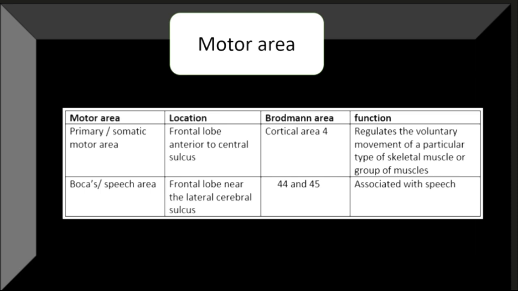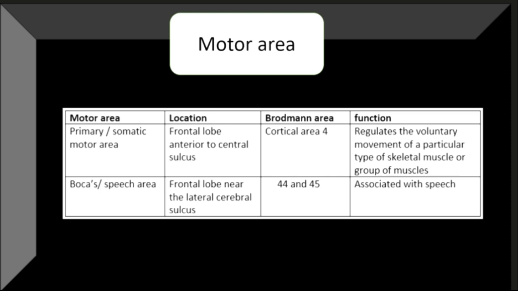Voluntary movement is just the stimuli sent back to the particular muscles. If you want to walk, the impulse is enough for that, right? And next is the speech area. As the name says, it is associated with speech. If you want to speak, and now I'm speaking with you, right? This is also associated with the motor area.